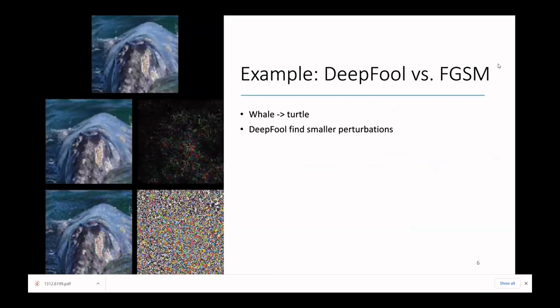Okay, now the DeepFool algorithm. Here we see an example of a whale and two adversarial examples. The first adversarial example is generated by DeepFool. And here you can see the perturbation. Next, we see an adversarial example generated by FGSM. As you can see, FGSM's perturbation is much larger than the perturbation found by the DeepFool algorithm.